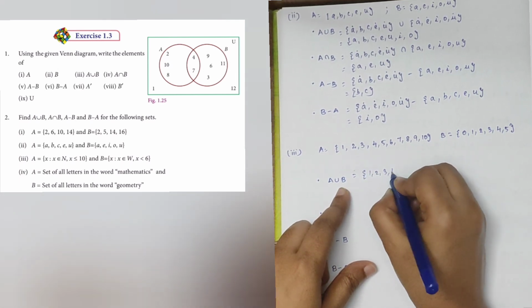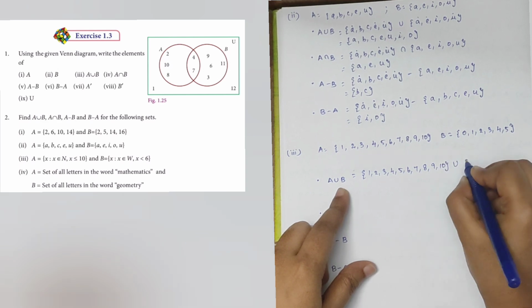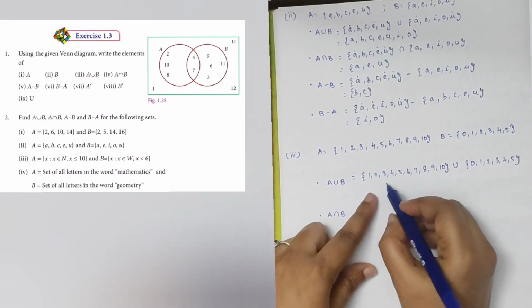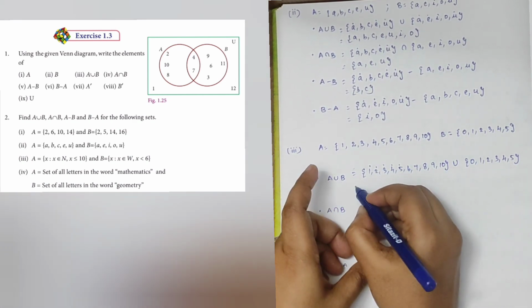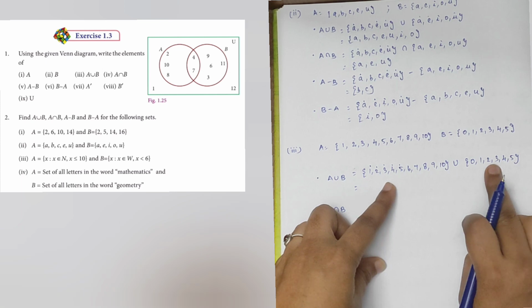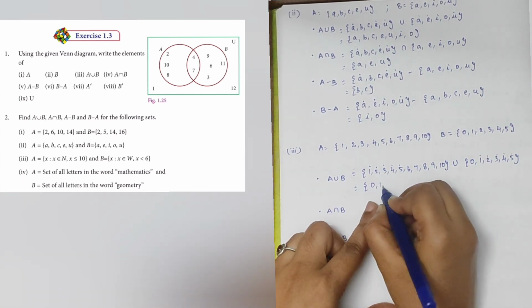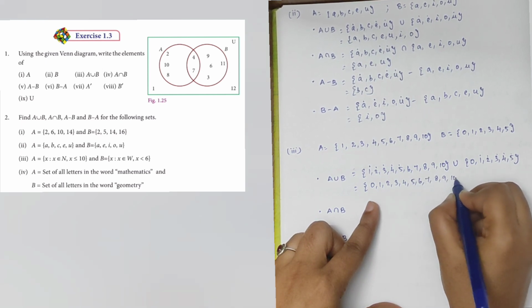{1, 2, 3, 4, 5, 6, 7, 8, 9, 10} union {0, 1, 2, 3, 4, 5}. Now list out the common elements: 1, 2, 3, 4, 5. Now list out all the elements of set A and B. Don't repeat the common elements. You can write them only once. 0, 1, 2, 3, 4, 5, 6, 7, 8, 9, 10.